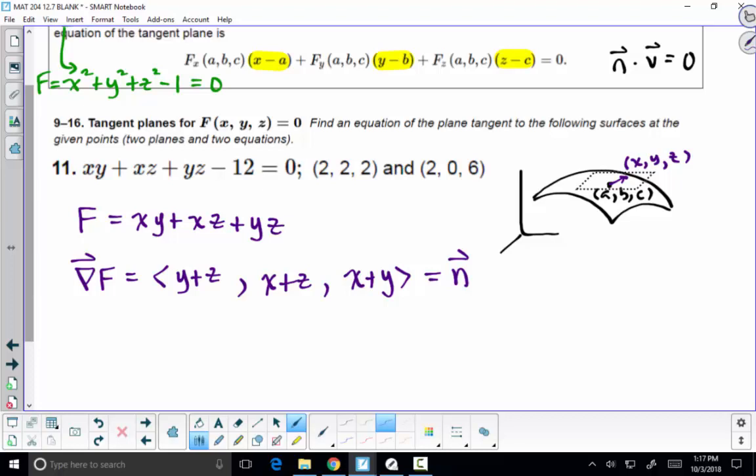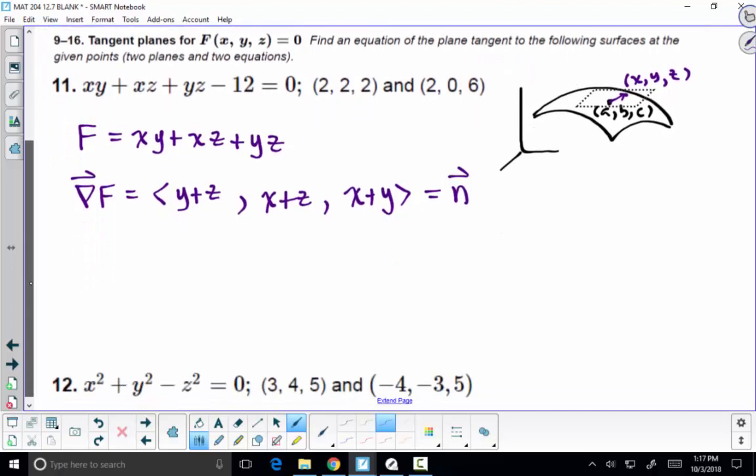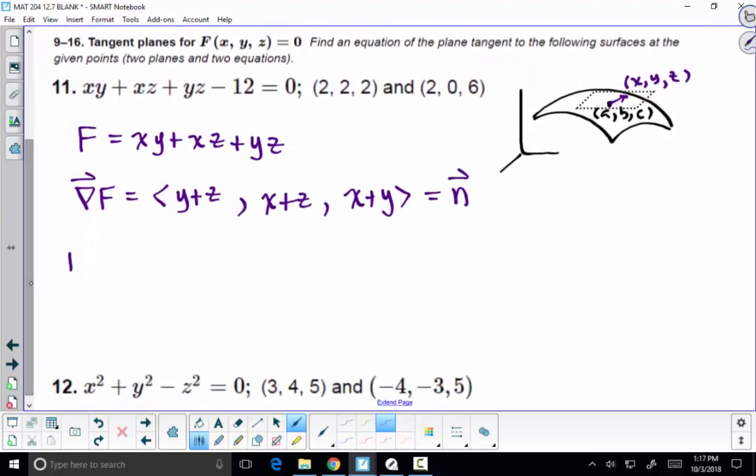So then, the equation of the tangent plane. The tangent plane's equation is just the gradient and the direction vector dotted together. That's it. So we're going to do n dot v equals 0.